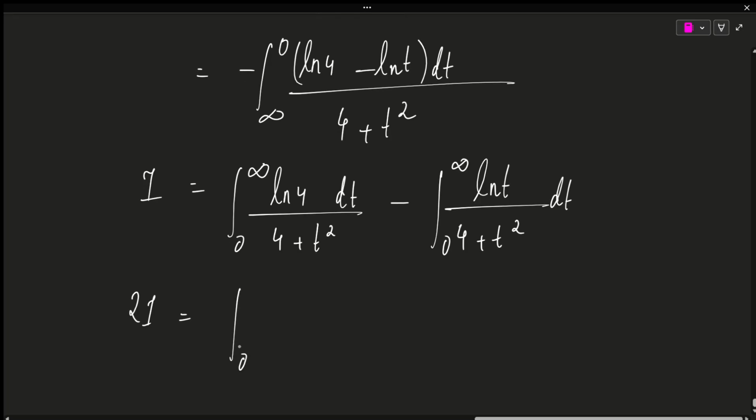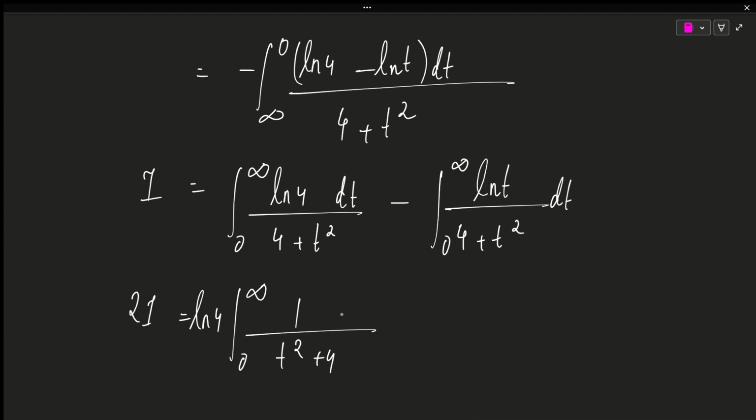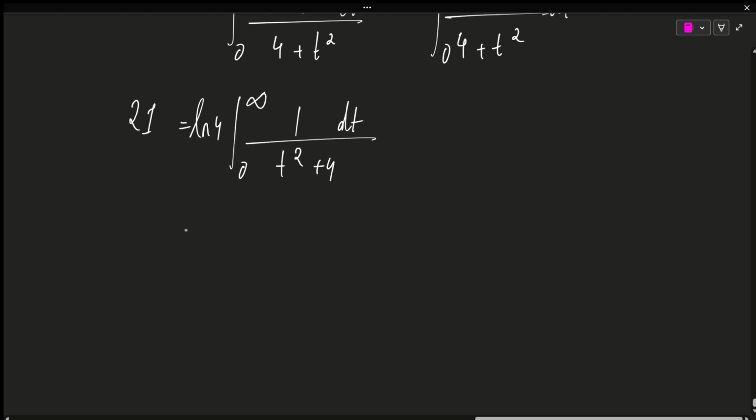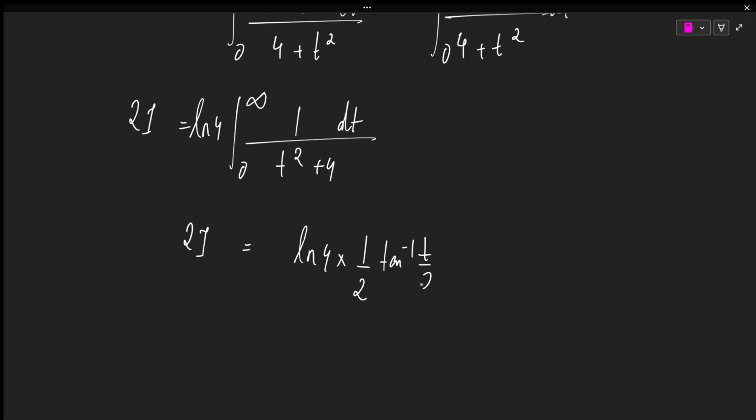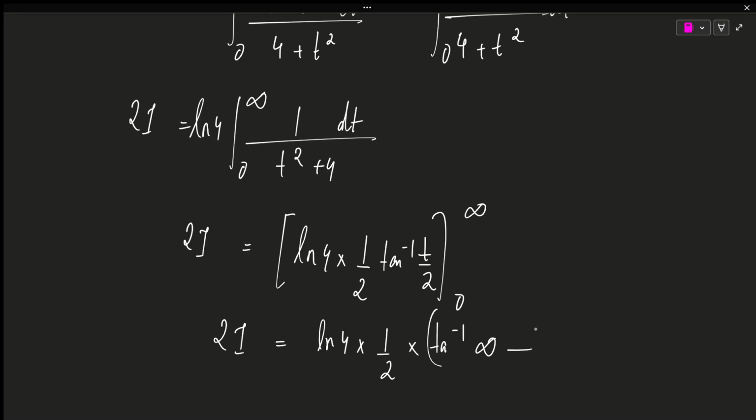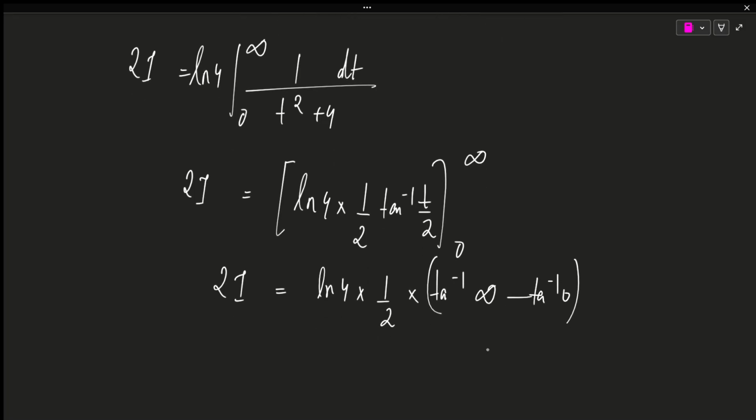This is 0 to infinity ln of 4 divided by t square plus 4 and then dt. So this will be 2I, and this is ln of 4 times 1 by 2 tan inverse t by 2, from 0 to infinity. So this is 2I equals ln of 4, this is half, and tan inverse infinity minus tan inverse 0. Now tan inverse infinity is pi by 2, tan inverse 0 is 0.